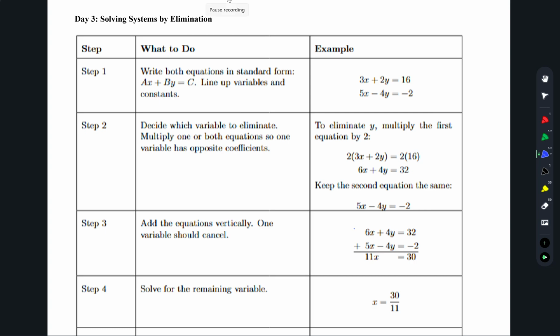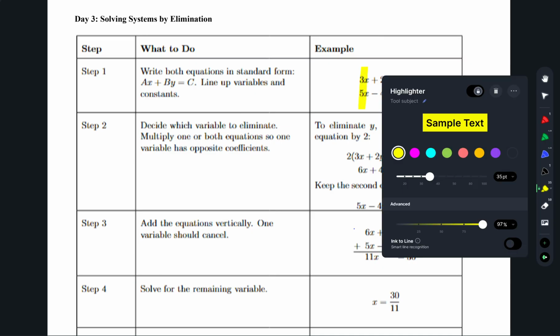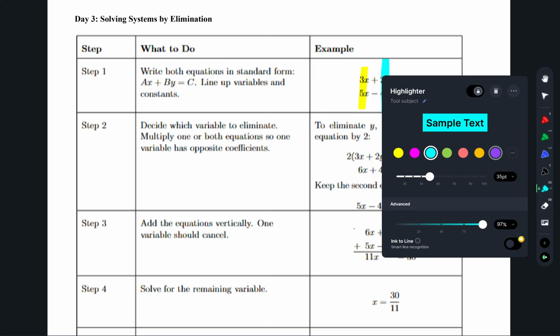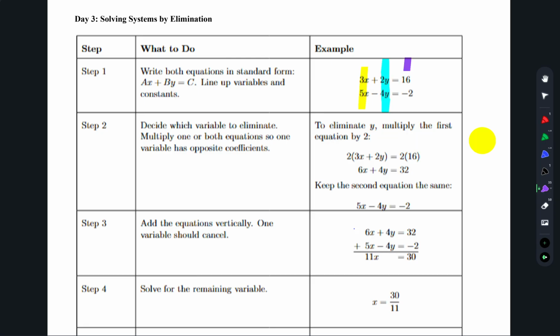Is you have to make sure that the equations are in standard form and line up. So what that means is you need to make sure your x's line up, your y's line up, and your constants line up. So they all have to line up before you do anything.